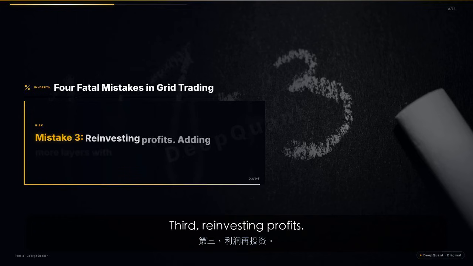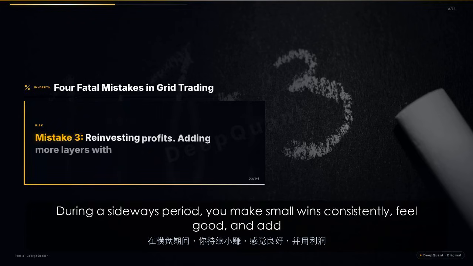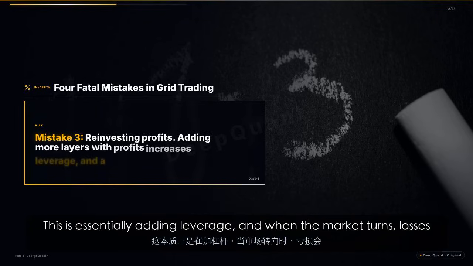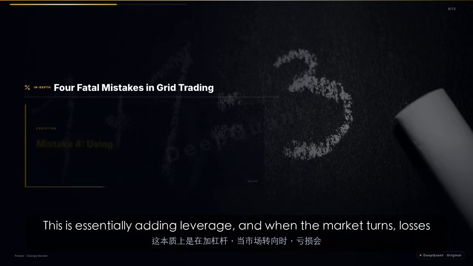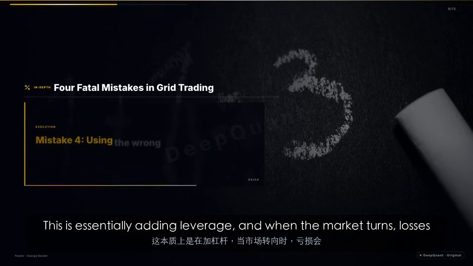Third, reinvesting profits. During a sideways period, you make small wins consistently, feel good, and add more layers with the profits. This is essentially adding leverage, and when the market turns, losses accelerate.